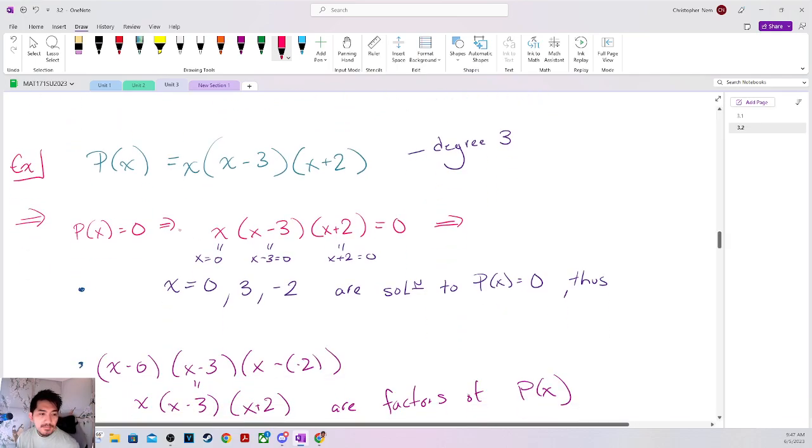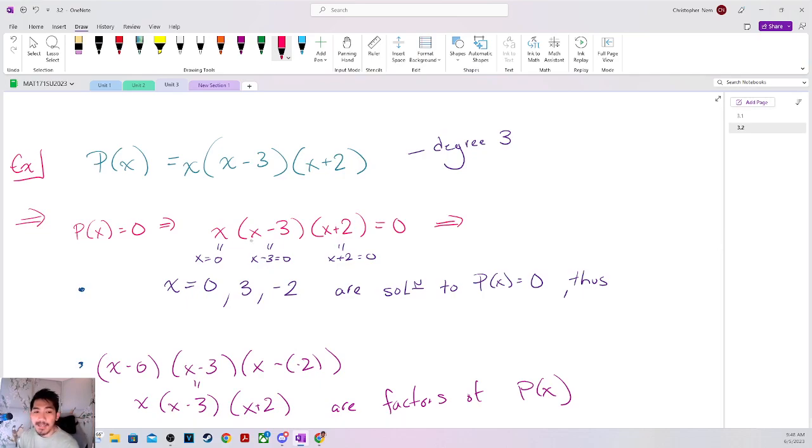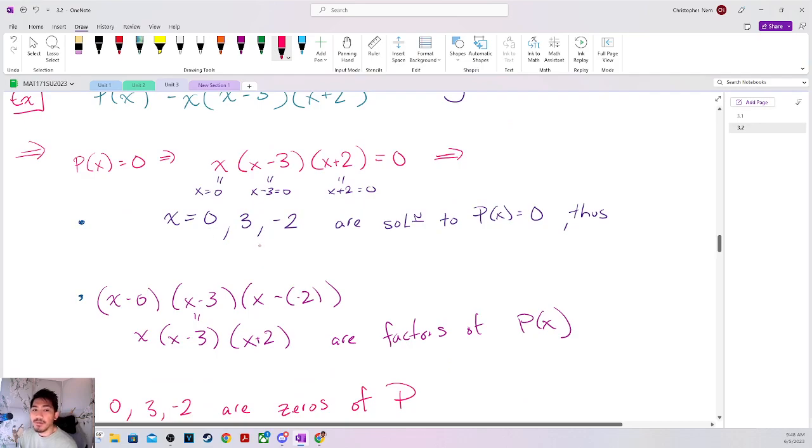Now, let's see the solutions in particular. All right, let's see the zeros. So p of x equals 0 implies that each one of these must be set equal to 0, because they're all multiplying. If one of them is 0, then the whole product will be equal to 0, because it's multiplication at the end of the day. So I set them all equal to 0. And then I get 0, 3, negative 2 are solutions to p of x equals 0.